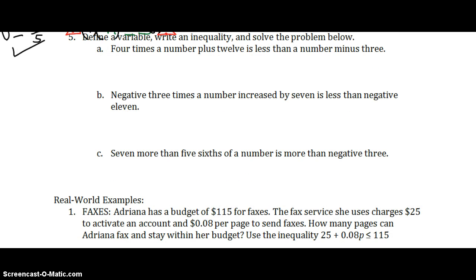Alright, define a variable and write an inequality and solve the problem below. 4 times a number. So it's a number. I don't know the number, so let's pick a variable. How about n? N can stand for a number. 4 times a number plus 12 is less than, so it's less than, not equal to, a number minus 3. It should have said the number because they want us to just have one variable here. So it's less than that same number minus 3.